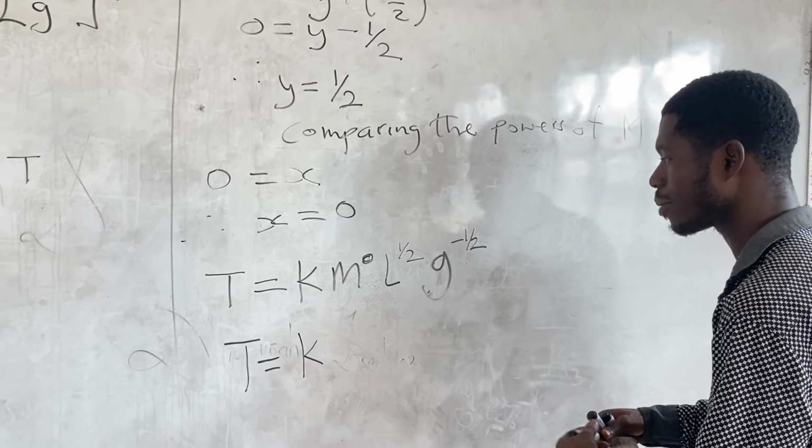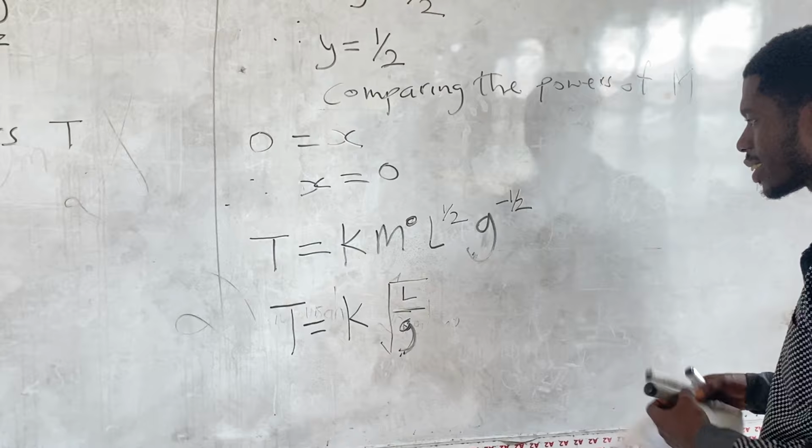The G is also having half, so you can put the G inside the square roots as well. But the G is having negative. Because of the negative, you introduce a division sign, and you bring the G.